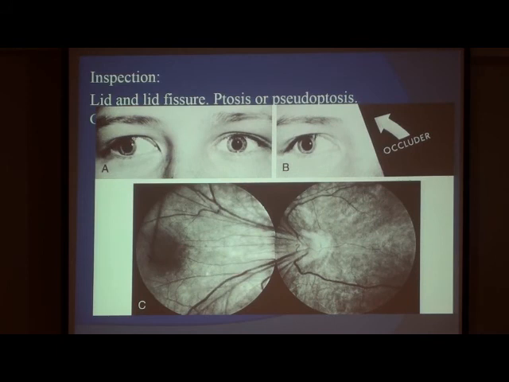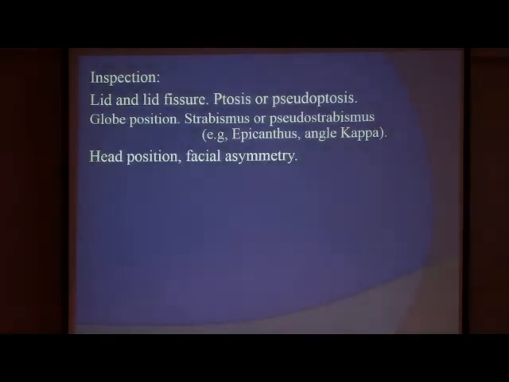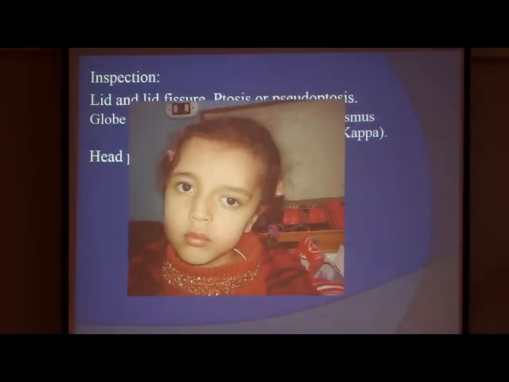And again, the cover test gives a pseudo-esotropia, and on cover we can notice in the right eye that the eye deviates, and the right eye did not gain fixation, and gives a photograph showing that the fovea is temporally dragged. The head position together with facial asymmetry are very important to notice. This is by inspection, the first look at the patient.